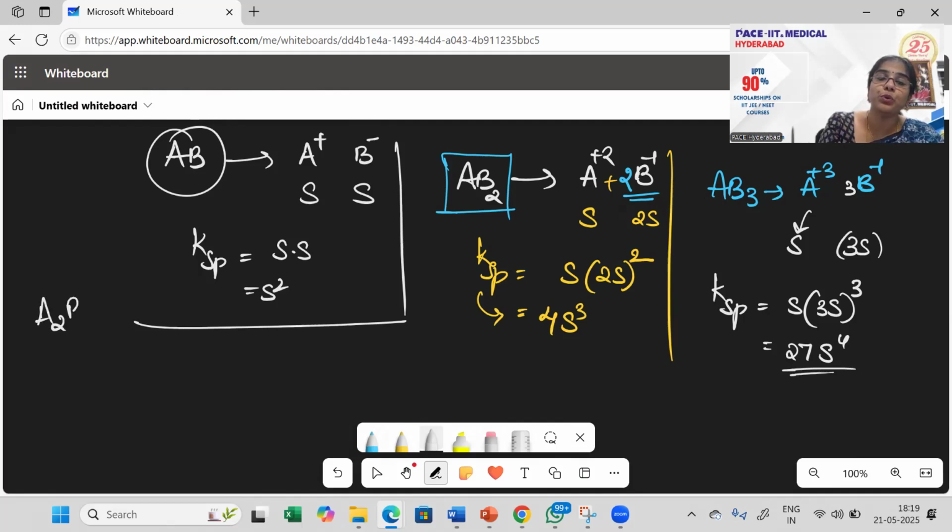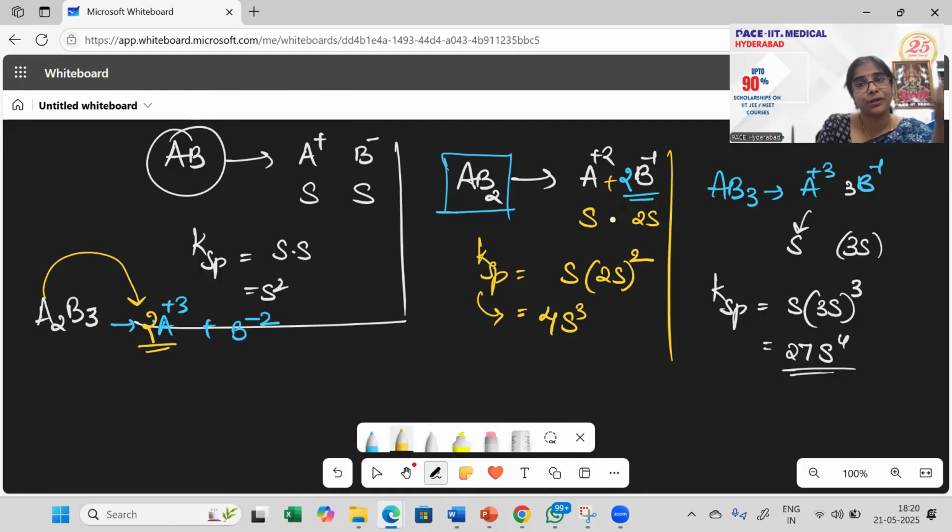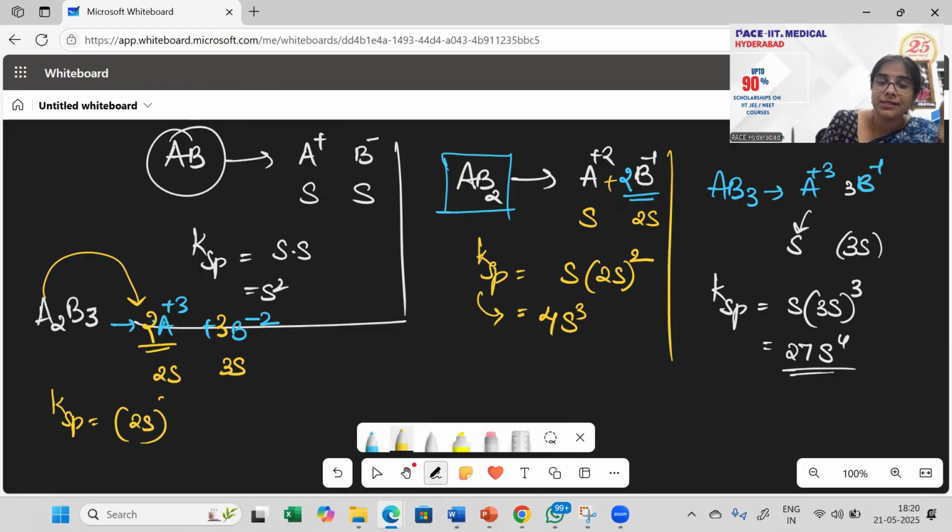Similarly, if I have A2B3 type, A2B3 is taken as A plus 3 ions. Just crisscross it on your other ends. A is plus 3 ions, and then you have B as minus 2 ions. How many of A do you have? Two such of A, right? A2 is visible, so two such of A. And how many B? Three such of B we have. Then this is 2S and this is 3S. Then my Ksp will be 2S the whole square times 3S the whole cube, which is 4 times 3 cube, 27, times S power 5.